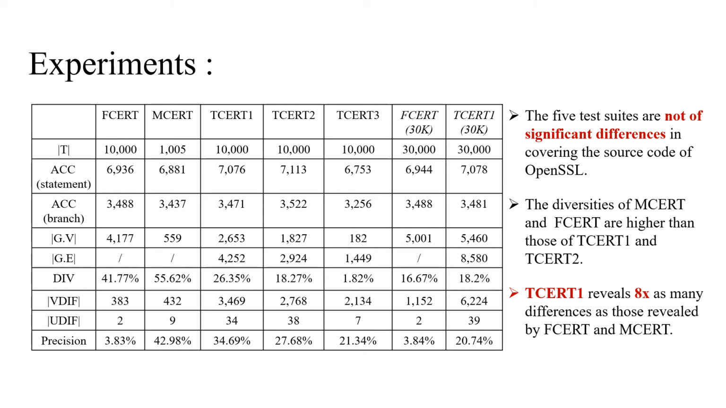As the result shows, the 5 test suites are not significantly different in covering the source code of OpenSSL. The diversities of M-cert and F-cert are higher than that of T-cert, but M-cert's high diversity is contributed by its small size, and F-cert's diversity can decrease and be lower than that of T-cert after 26,000 iterations. T-cert reveals 3,469 validation differences, 8 times as many differences as those revealed by F-cert and M-cert. T-cert outperforms the other methods by 6.5 times in revealing unique validation differences within 1 hour.